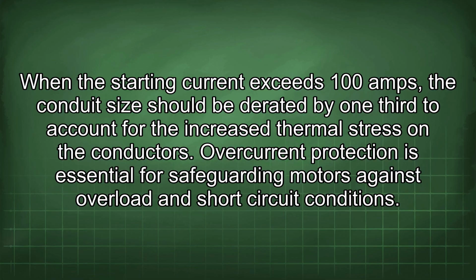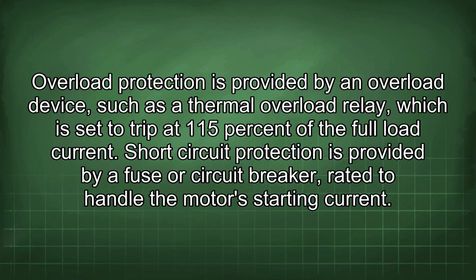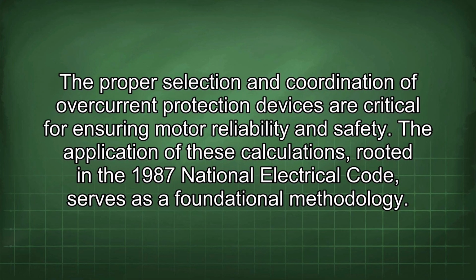Overcurrent protection is essential for safeguarding motors against overload and short-circuit conditions. Overload protection is provided by an overload device, such as a thermal overload relay, which is set to trip at 115% of the full load current. Short-circuit protection is provided by a fuse or circuit breaker rated to handle the motor's starting current. The proper selection and coordination of overcurrent protection devices are critical for ensuring motor reliability and safety.